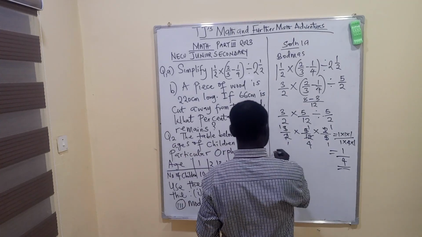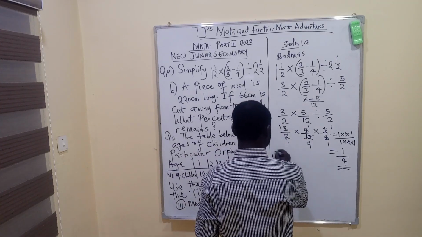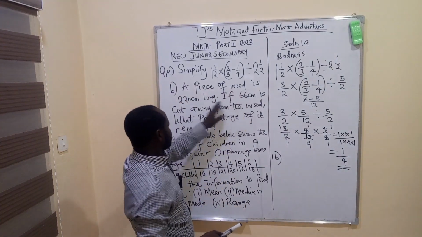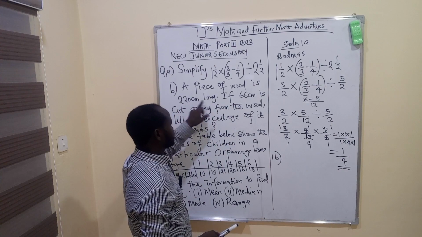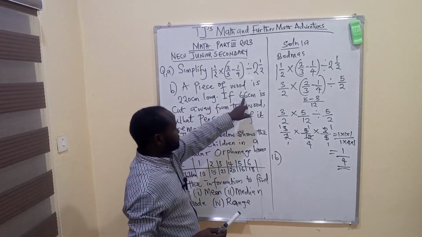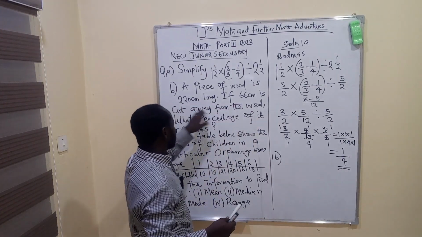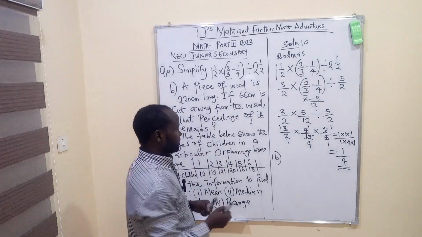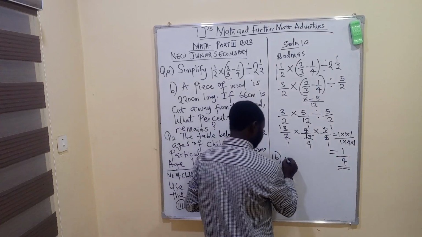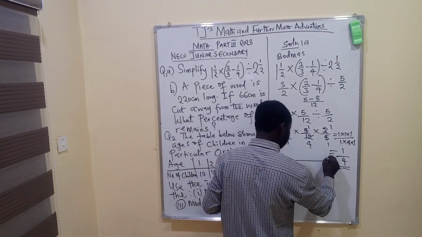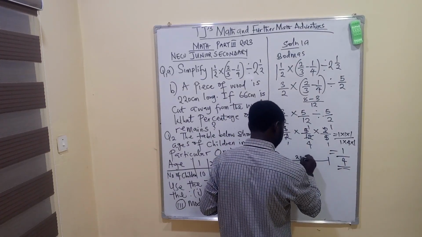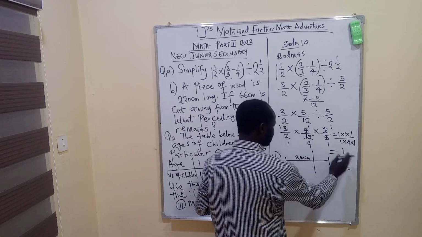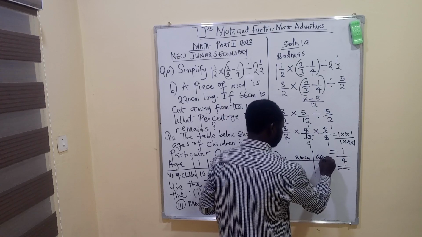So let's move to 1B. Solution to 1B now. The question reads: a piece of wood is 220 cm long. If 66 cm is cut away from the wood, what percentage of it remains? Let's say we have the length of the wood like this, the length is 220 cm. Then we decided to cut out 66 cm.